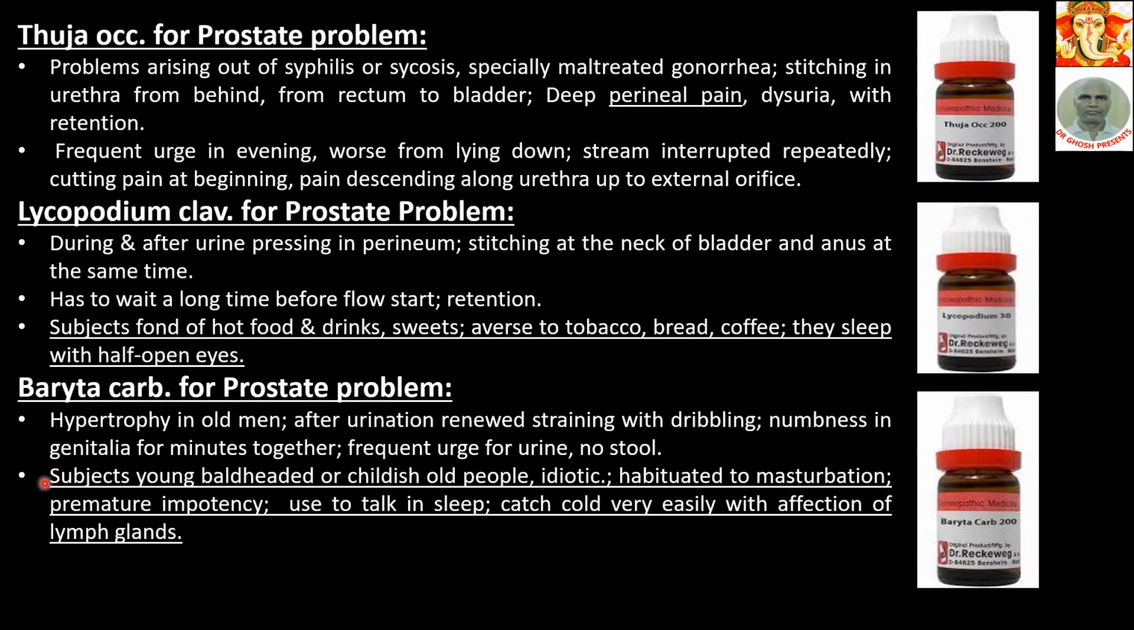Baryta carb for prostate problem. Hypertrophy in old men. That is, Baryta carb is mainly for old men. After urination, renewed straining with dribbling. Numbness in genitalia for minutes together. Frequent urge for urine, no stool. Subjects young, bald-headed, childish old people, idiotic, habituated to masturbation, premature impotency, used to talk in sleep, catch cold very easily with affection, limb dreads.